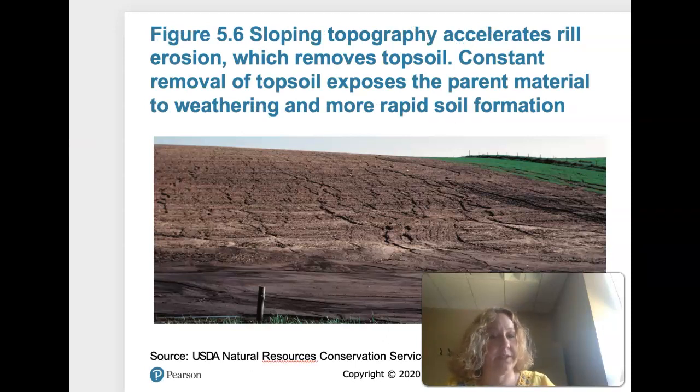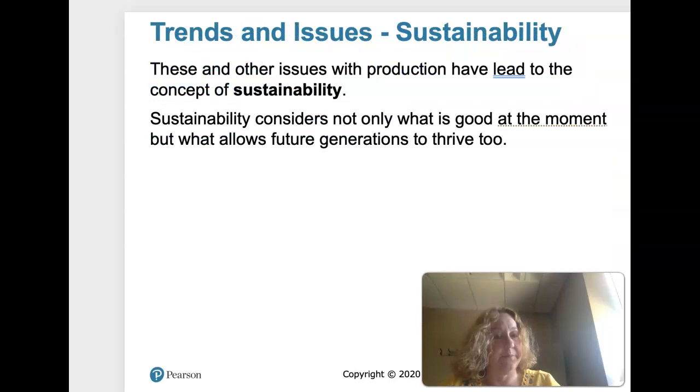Sloping topography, things like this, accelerate erosion, it removes topsoil, and it's up to the individual landowner how they want to proceed with that. These and other issues have led to the concept of sustainability. So by definition, sustainability is not only what is good at the moment, but what is good for future generations. So not only how much can you get for your corn right now, but what would be good for your children to have in terms of that land in the future and future generations. It takes into account how you're going to be able to use that land 100 years from now.